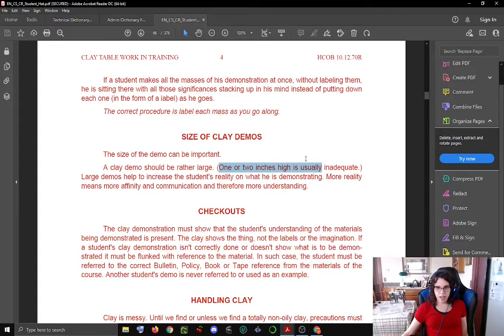Why does the size matter? So now you're making clay sculptures like 3, 4, 5 inches tall, because it helps to increase reality on what he's demonstrating. Should do the same thing at 1 or 2 inches tall. It doesn't fucking matter. Size doesn't matter. The size of the fucking sculpture shouldn't make or break the student's understanding.